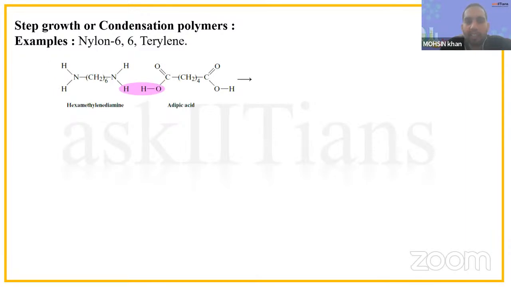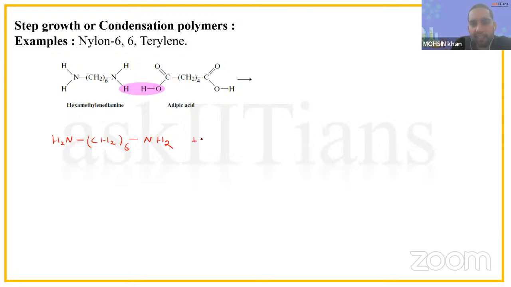Again, hexamethylene diamine. What is hexamethylene diamine exactly? You can write it like this as well: H2N (CH2)6 NH2. It is known as hexamethylene diamine due to its 6 carbons.